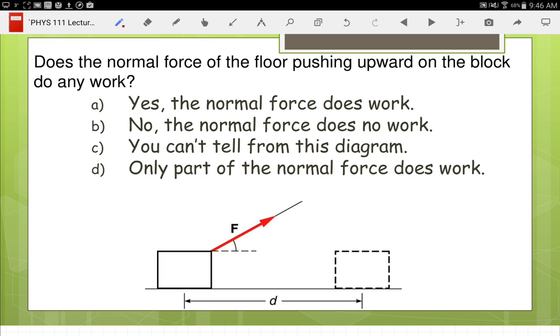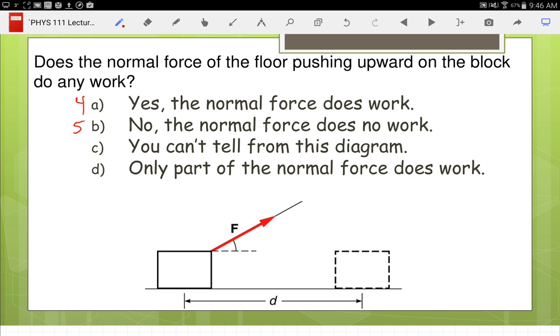Does the normal force on the floor pushing upward on the block do any work? Because obviously there has to be an upward normal force or it'll fall through the floor. I should have hit stop earlier. People were changing their answer incorrectly.